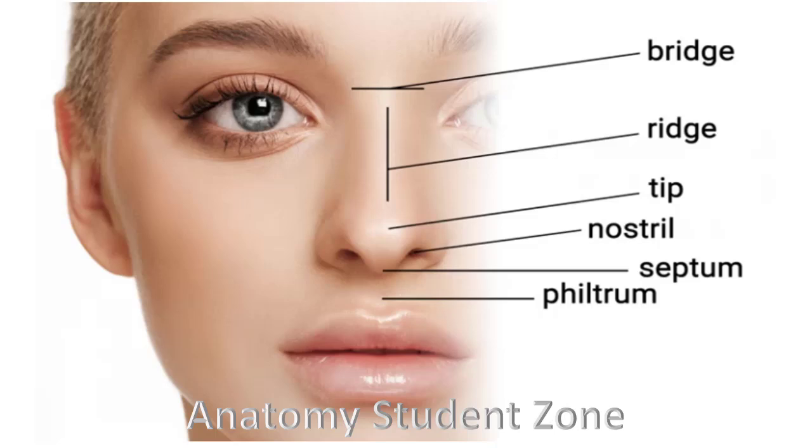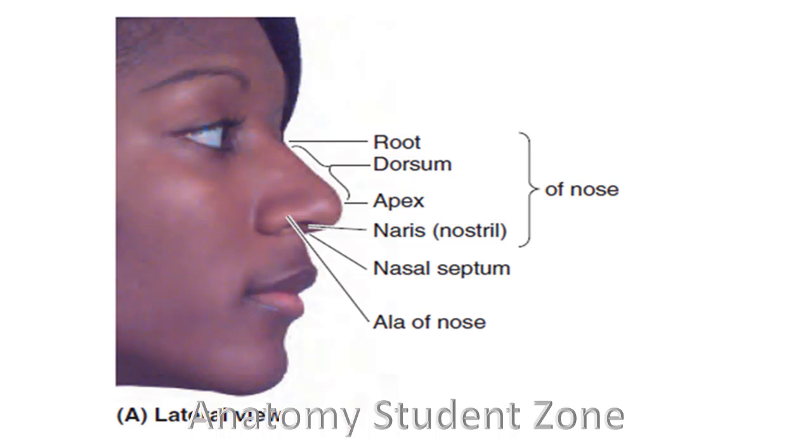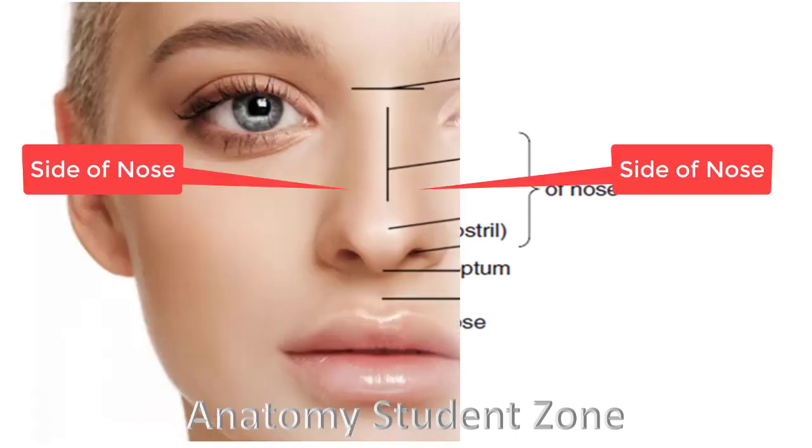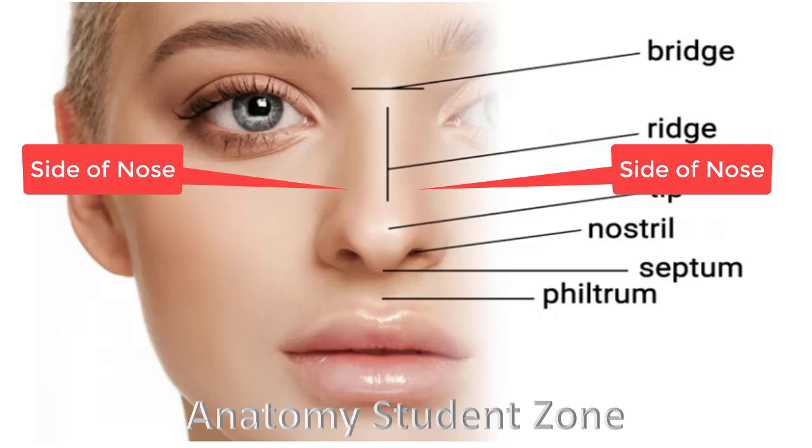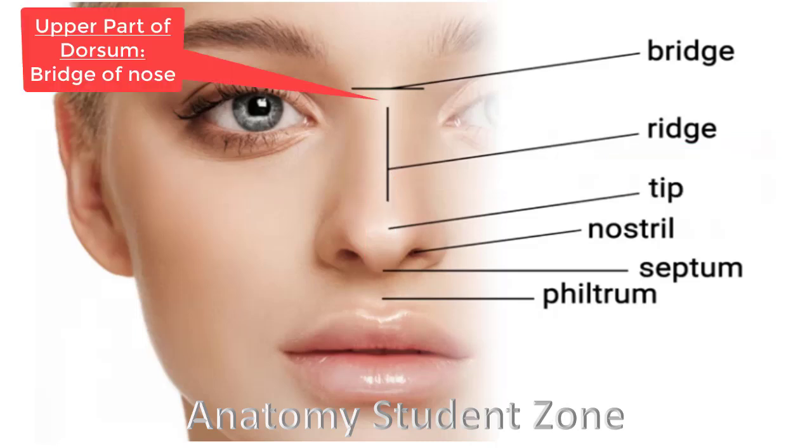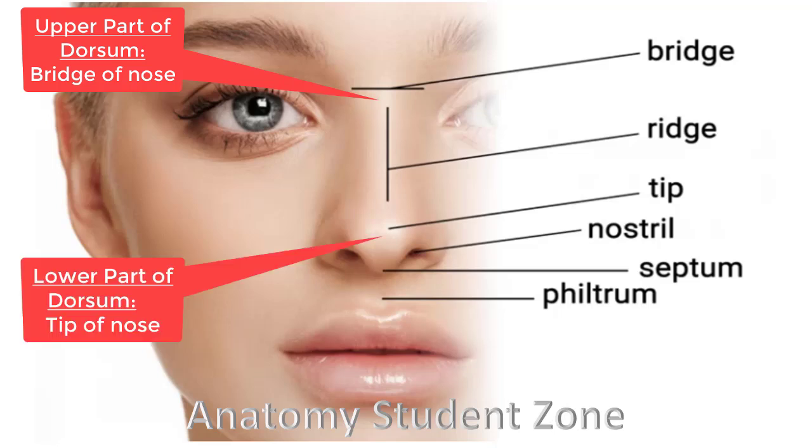So moving towards the main topic. The external nose anatomically has the ala, dorsum, root, and tip of the nose. I am going to cover what these parts are right now. There are two sides of our nose, and the point where the sides of the nose meet in the midline anteriorly forms the dorsum of the nose. The upper part of the dorsum is the bridge of the nose, as you can see here, and the lower part of the dorsum is the apex or tip of the nose. In simple words, the dorsum of a nose extends from the bridge of the nose to the tip of the nose.